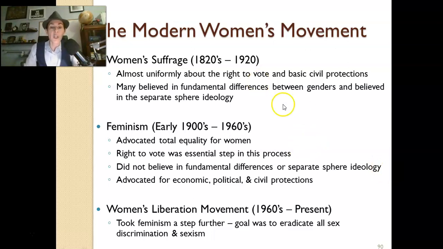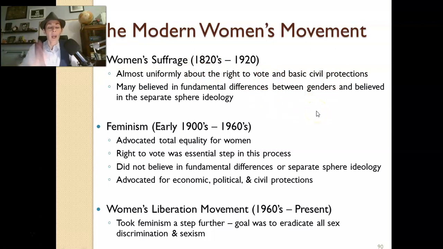So you have women's suffrage that's largely in the 1820s to 1920, right, when we get the right to vote. This was, like I said, almost uniformly about the right to vote and just having some basic civil protections. But women aren't trying to go into the workforce. They're not trying to hold the same jobs. They're not trying to live on their own without men. That's not what's happening here for the most part. Most folks at this time did believe in fundamental differences between genders and believed in what I mentioned before, the separate sphere ideology.